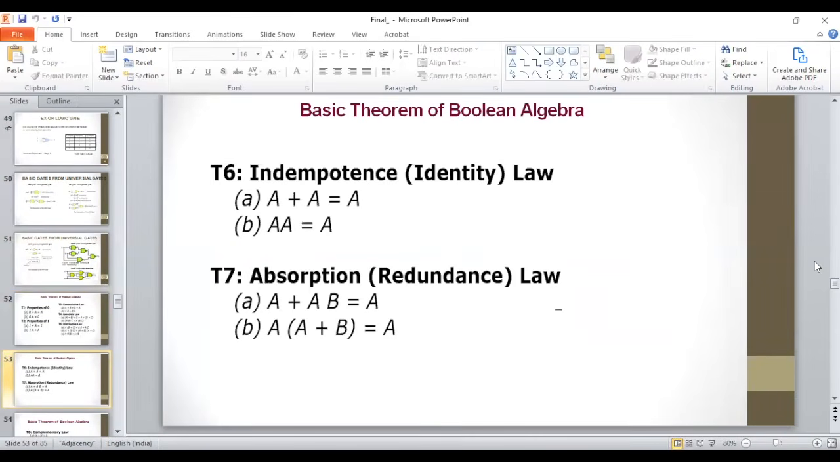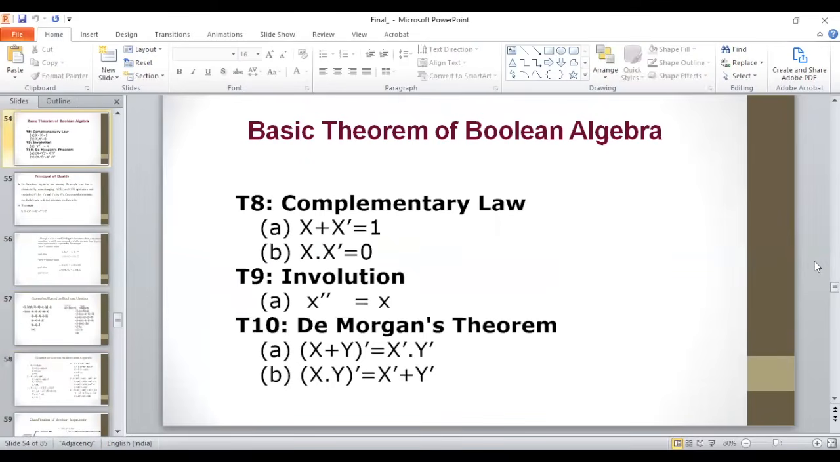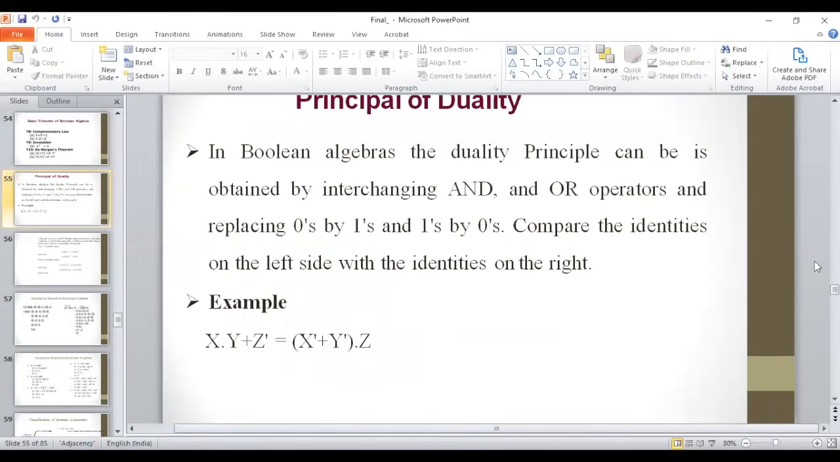Similarly, in the identity law, A plus AB, you can take A common: A into (1 plus B). 1 plus B is nothing but 1, so A into 1 is A. Similarly, A into (A plus B) is nothing but A, right? So you have to understand how we can apply these things. Simple complementary law: A plus A bar is 1, A into A bar is 0, A bar bar is A. And similarly, we can apply De Morgan's theorem, which is very important when we talk about duality, because De Morgan's theorem operates with duality.